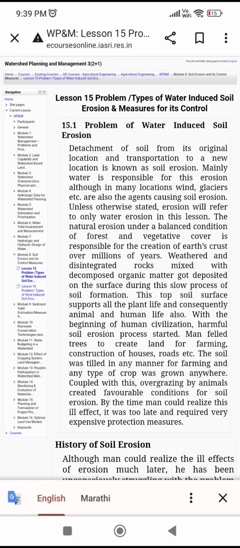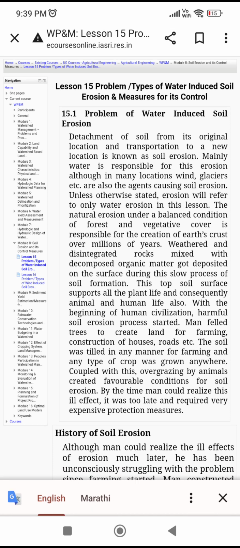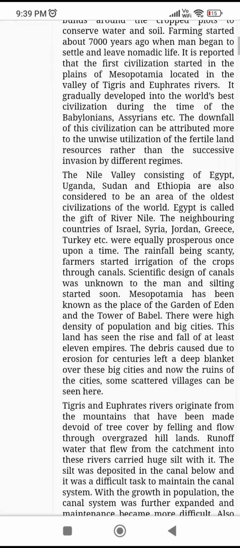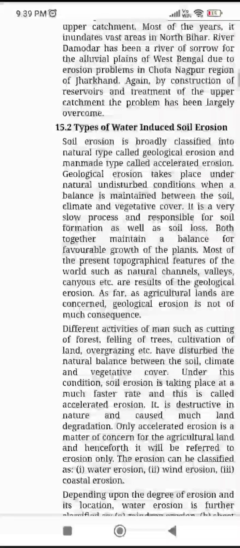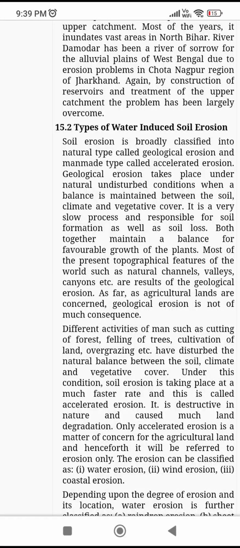So we are going to continue our chapter on watershed planning and management. Now we are continuing with module 8, soil erosion and its control measures. So what are the different types of soil erosion? See, types of water induced soil erosion.